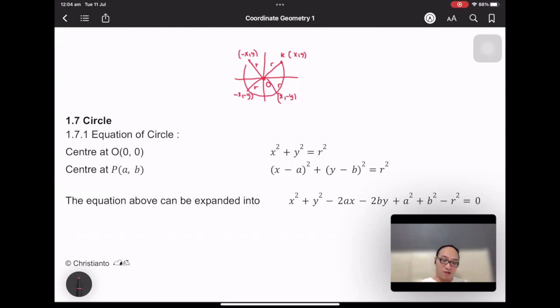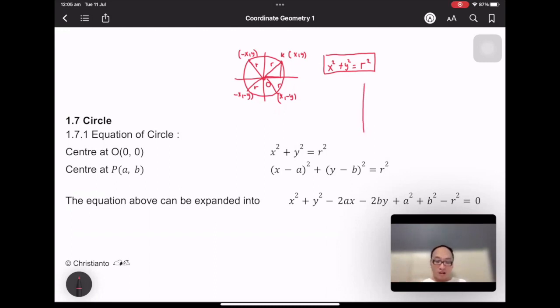So the position or the equation of the circle is equals to the Pythagorean theorem. So it's x squared plus y squared equals to r squared. So this is the equation of the circle. That means it will indicate the position of any coordinates, any points that lies on the circle.